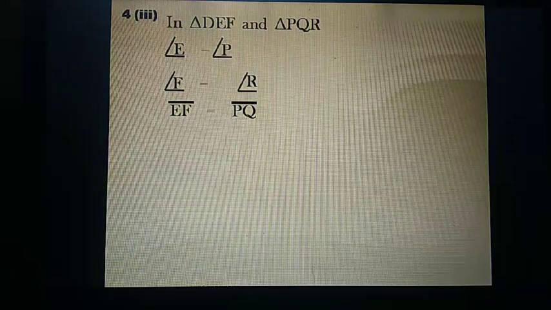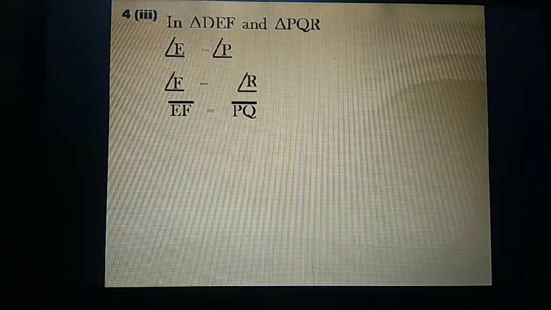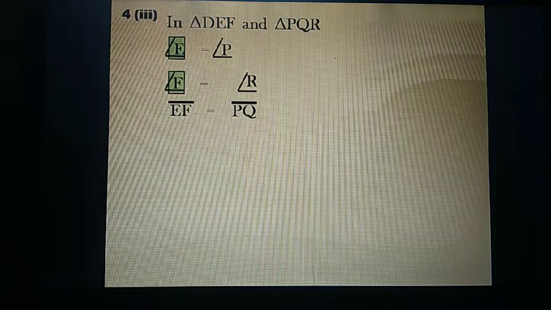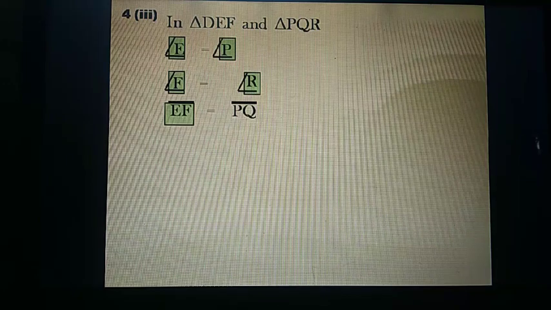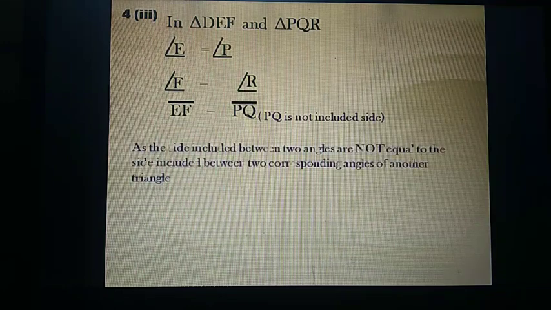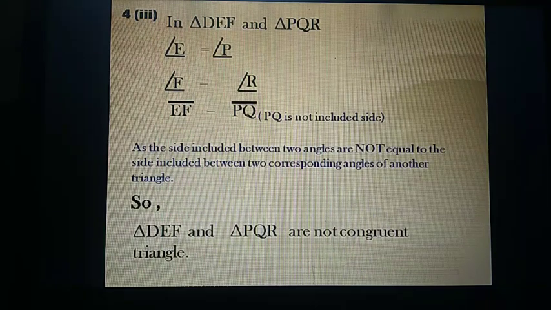Okay, now you will check whether the side is included. So first, EF. The angles given on the left are E and F, and this EF is the included side. And P and R are the angles on the right hand side, but PQ is not the included side. So, again, we can say that the triangles are not congruent. I hope the property is clear to you.